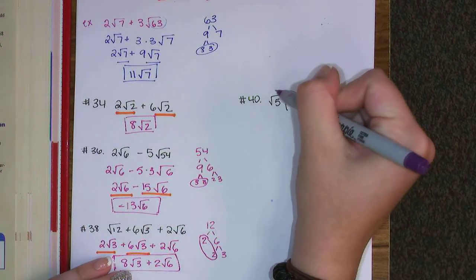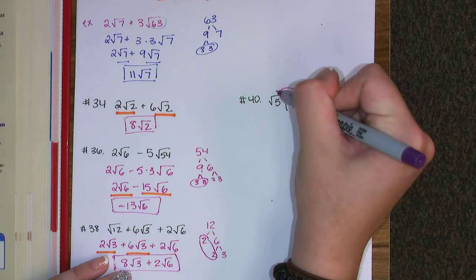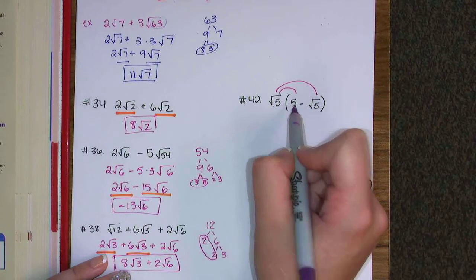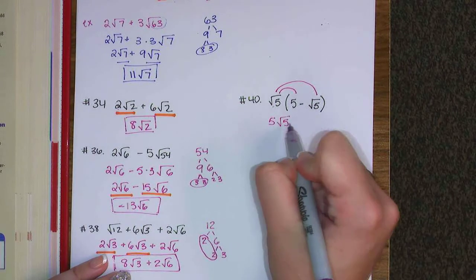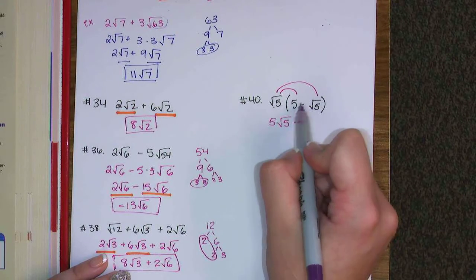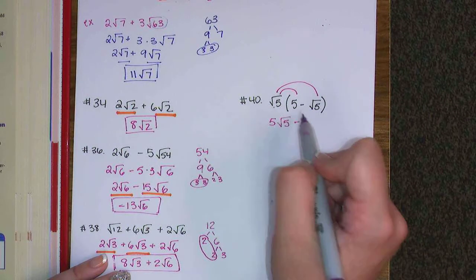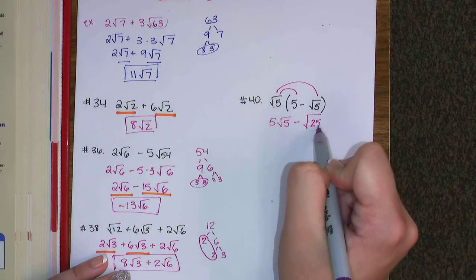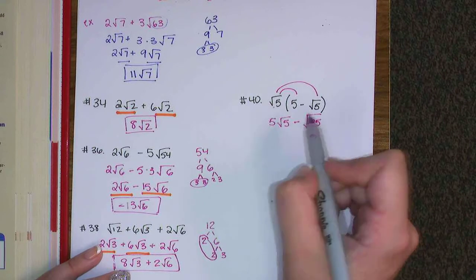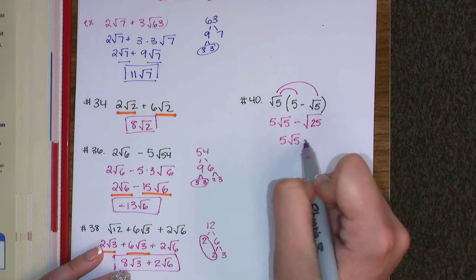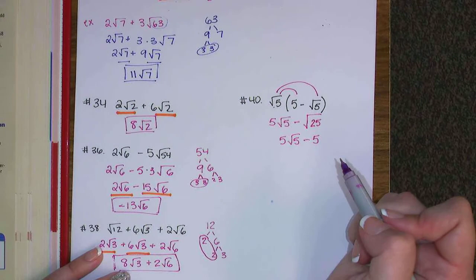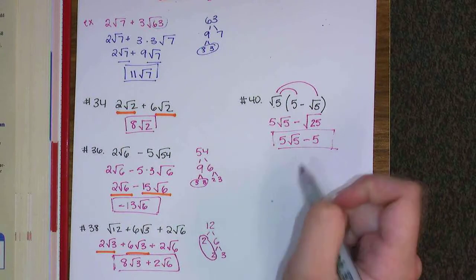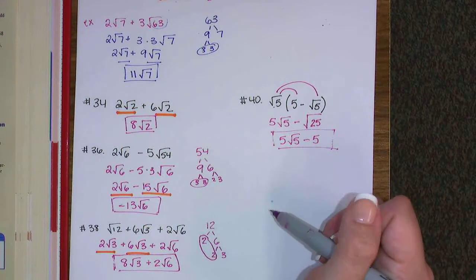We have this square root of 5 outside, and it needs to go to both pieces inside. So we have the square root of 5 times 5 is just 5 square root of 5, minus, because this is a negative sign here, the square root of 5 times the square root of 5 is the square root of 25, and we know that the square root of 25 is 5. So 5 square root of 5 minus 5 is what we're left with for that one. That one doesn't actually involve adding anything because we have no like terms here.